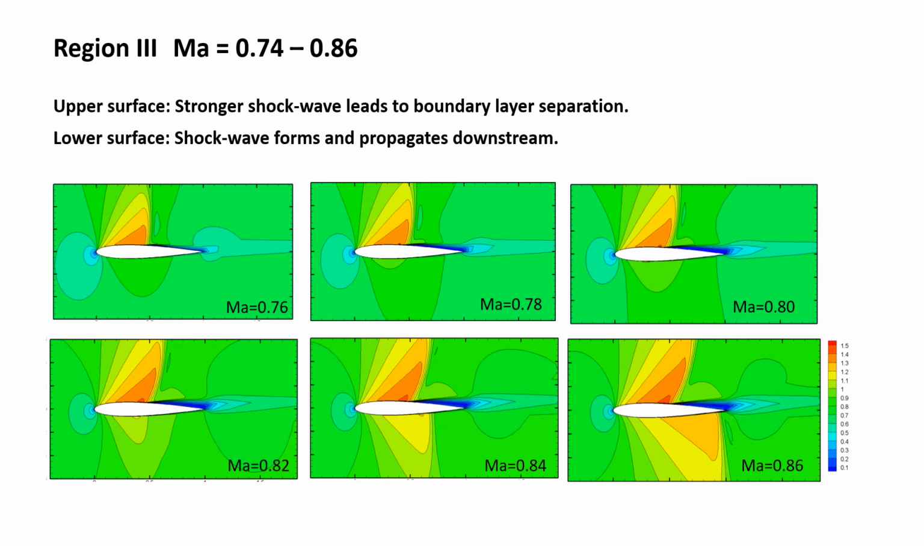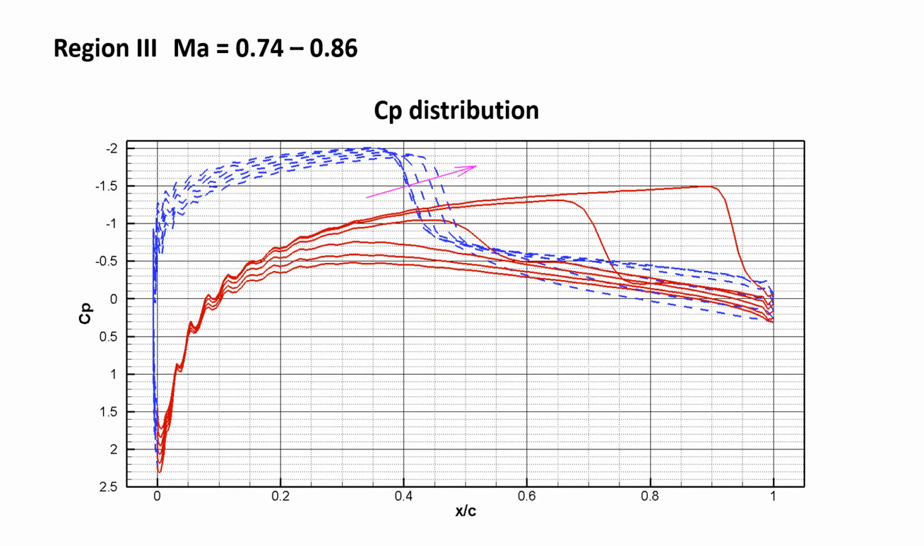But if we want to understand why there is a drop in CL, the lift coefficient, we need to look at the CP distribution again. Based on the analysis of the Mach number contours, we can explain why there's a dramatic increase in CD, but it's not sufficient to understand the CL decrease. So let's move to the CP plot. Okay, so this is the CP distribution for region 3, and we can see one thing.